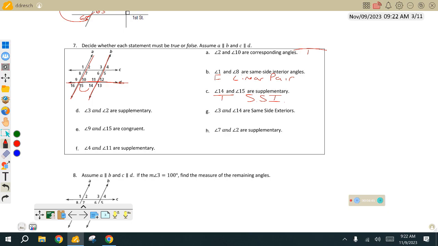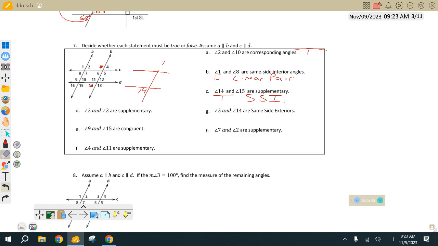3 and 14, same side exteriors. 3, go find it. 14. I heard false, I heard true. Okay, this is usually one of the tricky ones. What has nothing to do with 3 and 14? A has nothing to do with it. Do your best to ignore A. So 3 and 14, that basically is what we're looking at, isn't it? So if I redraw that, one more time, true or false? True. So that's the one where A has nothing to do with it.